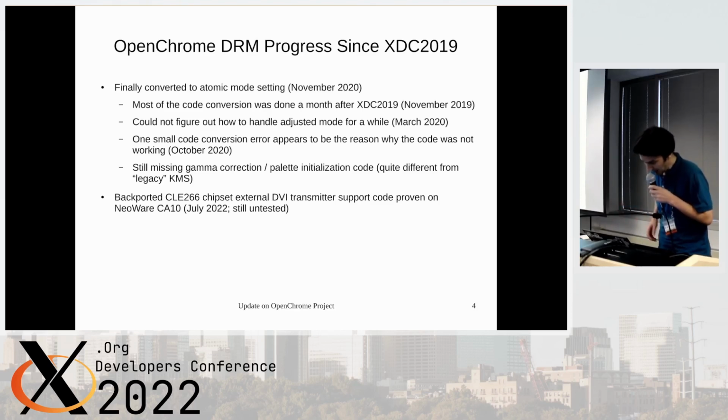I finally did the atomic mode setting implementation, which Intel's Daniel Vetter has been pushing me to do since 2017. Kevin, do it. Kevin, do it. And I finally forced myself and I did it. He was kind of right that it's not that bad. It's only maybe a few hundred lines of additional code. But it took a lot of time because it's really hard to debug the problem, and I'm not good at debugging it. There's still the gamma correction palette initialization that's missing. So it's probably not really a full implementation yet, but it works.